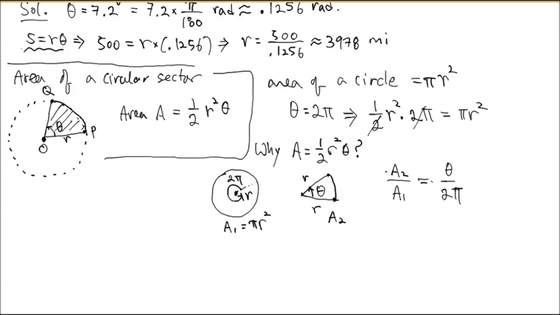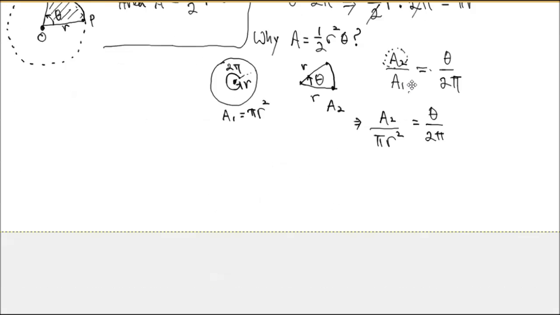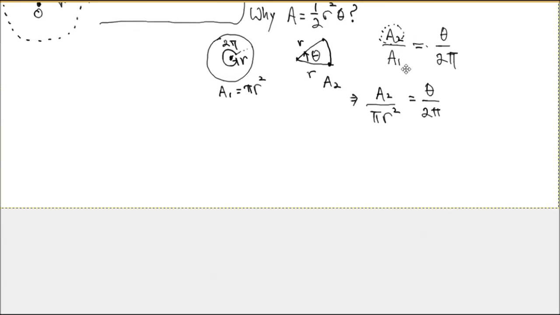This is why we want to figure it out. And this theta in A1 is something we can figure out. So here's A2. What was A1 again? A1 is the area of the full circle. It's pi r squared, right? And theta is there. And 2 pi is the angle of one full rotation.